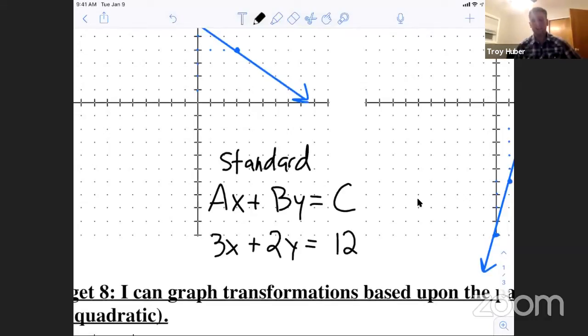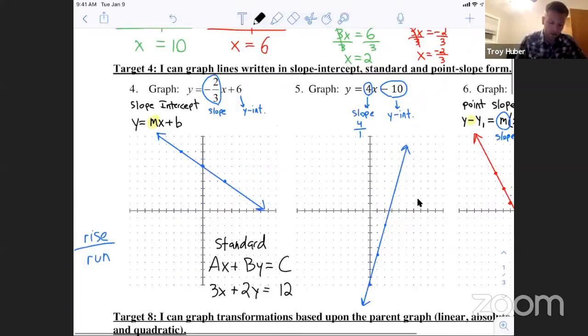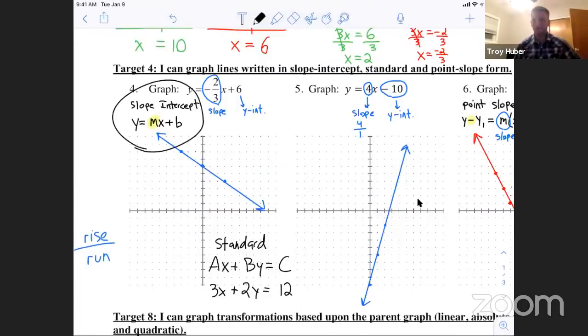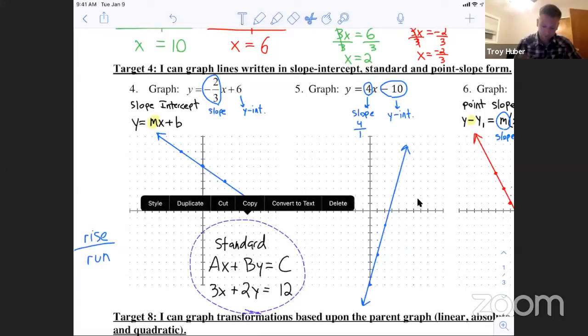All right, and the reason I don't like standard form is because right now, this doesn't tell me anything. It doesn't tell me the slope. It doesn't tell me a point. It doesn't tell me the y-intercept. So we would have to change this equation a little bit to make it look like slope-intercept form in order to then graph it. All right. So standard form is probably our least favorite.